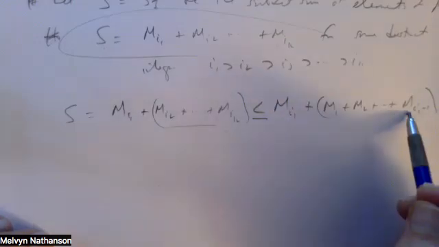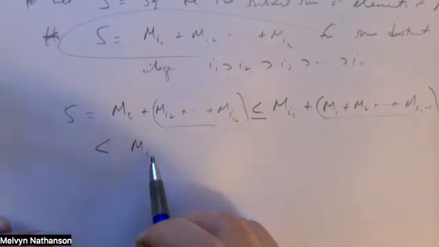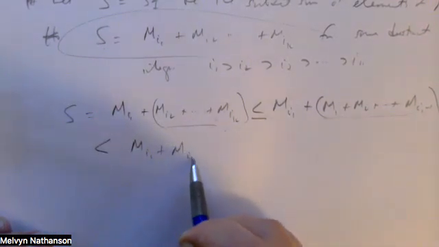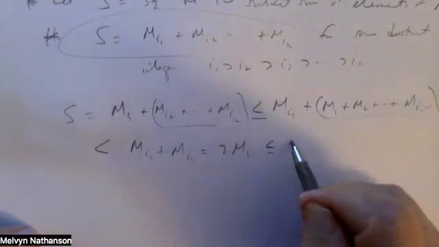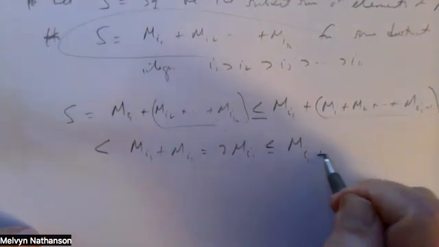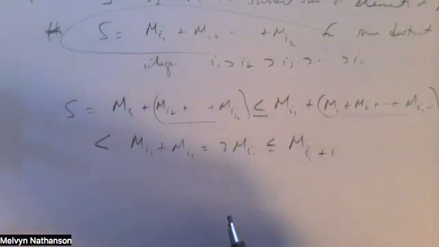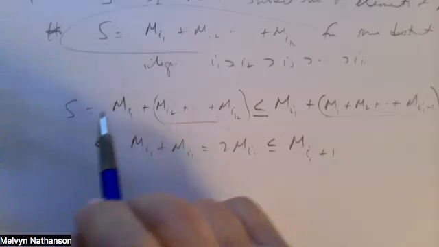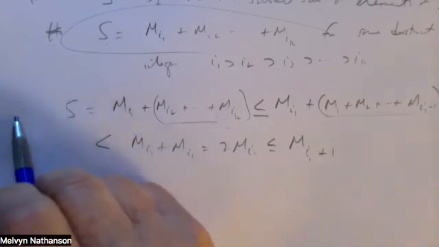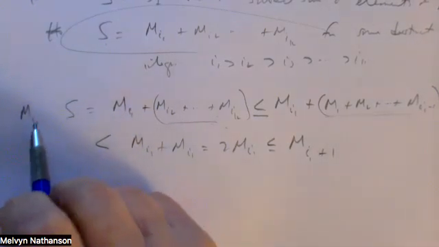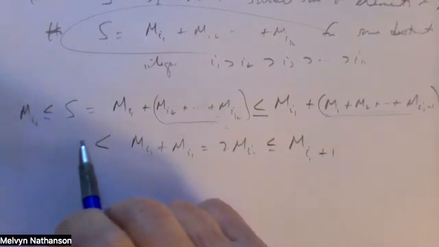But by the inequality we just proved, this is strictly less than M sub i sub 1, which is 2M sub i sub 1, which is less than or equal to M sub i sub 1 plus 1. Because in the super increasing sequence, each term is at least twice the previous term. So if you choose the largest element of the sequence less than or equal to S, say that's M sub i1, that's less than or equal to S.